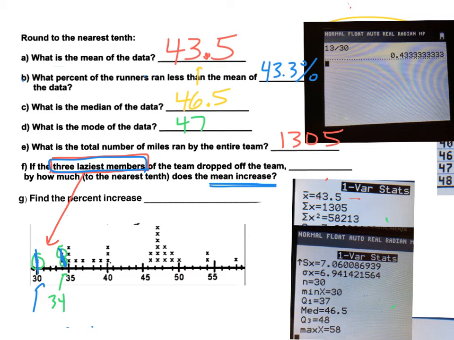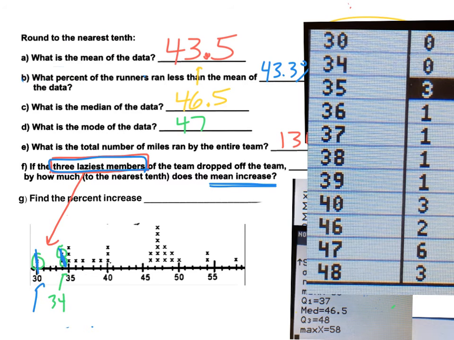So what I need to do is now go back to my list of data. I'm going to change my frequencies of 30 and 34 to be 0. If you entered your data into one just big old list, you would simply drop off the 30 and the 2 34s. Here I'm going to change my frequencies of 30 and 34 to be 0, and then I'm going to rerun my one variable stat test.